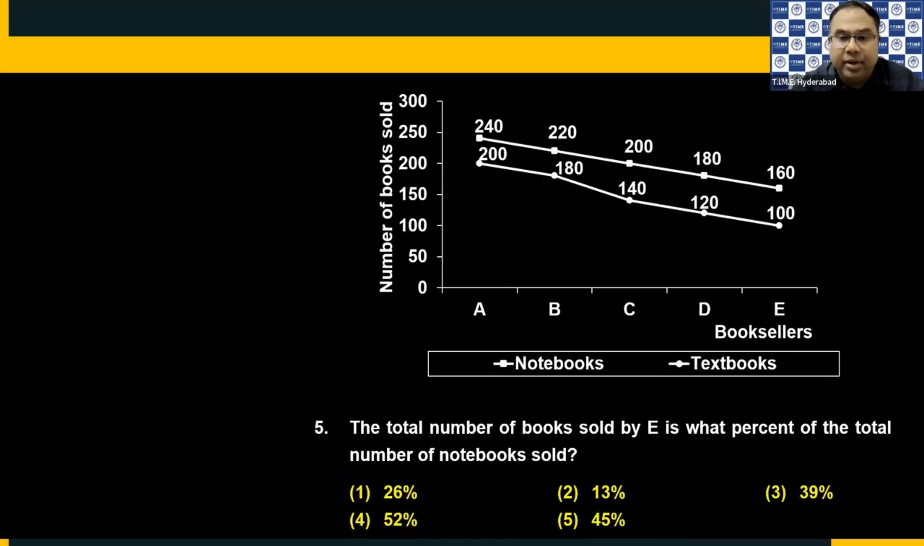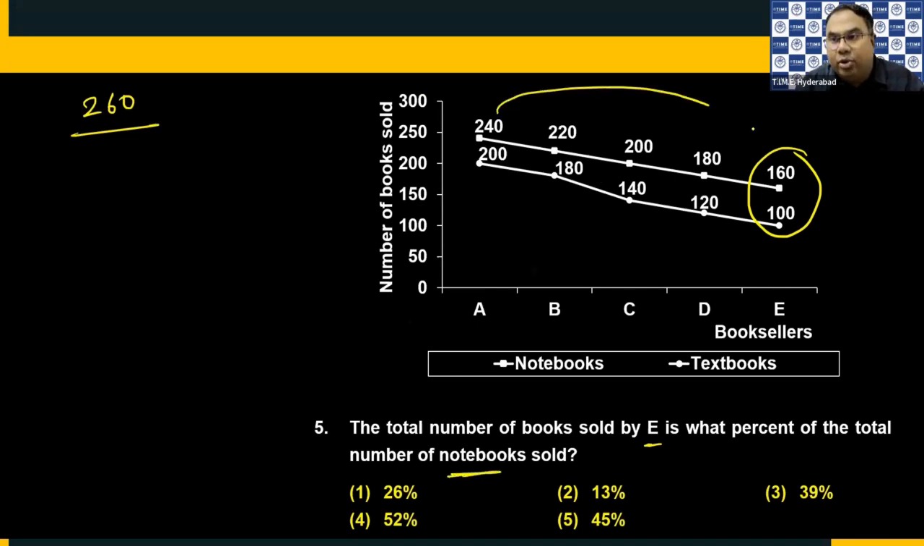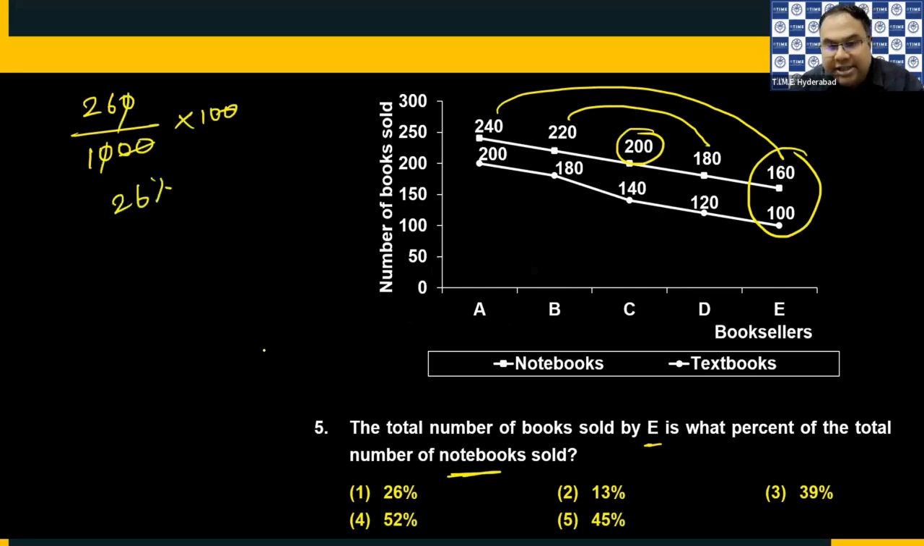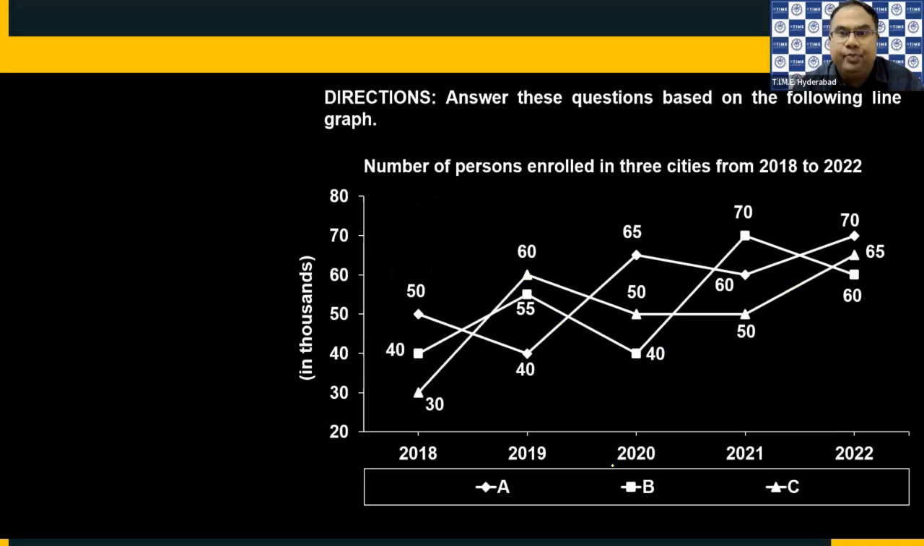Option 4. Total number of books sold by E, 260, is what percentage of total notebooks sold? Total number of notebooks sold: 240, 160, 400. 220, 180, 400, 800, 200, 1000, into 100. So it has to be 26%. 26% is present in option 1. This is about your first set.